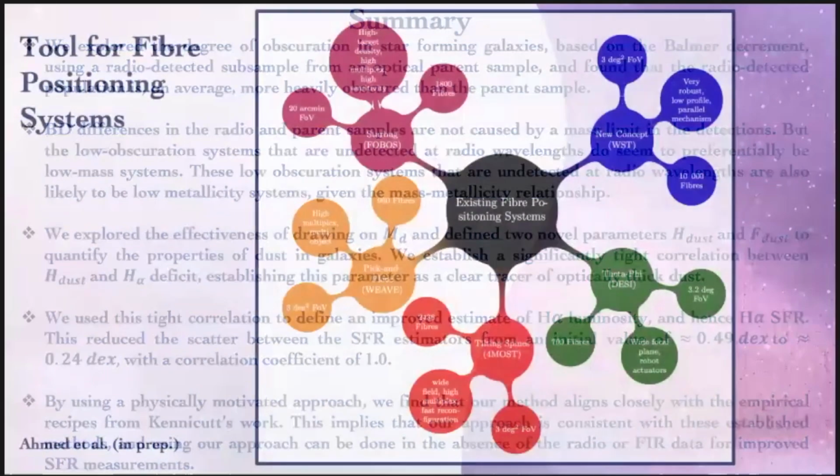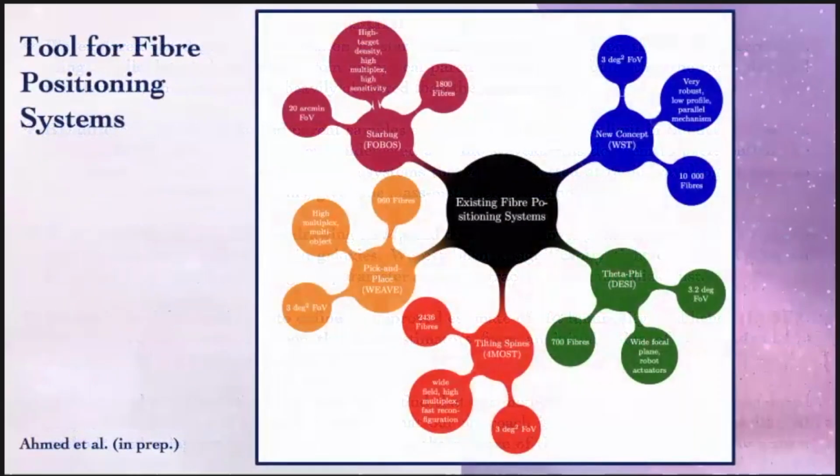Right. Now I'm just going to talk briefly about the other projects that I've been working on. So that's on fibre positioning systems. I'm working mostly on a tool that's designed to model the functionality of the current fibre positioning systems, like the Starbugs or the tilting spines or the theta-phi. And so it's mostly the parameters that we have.